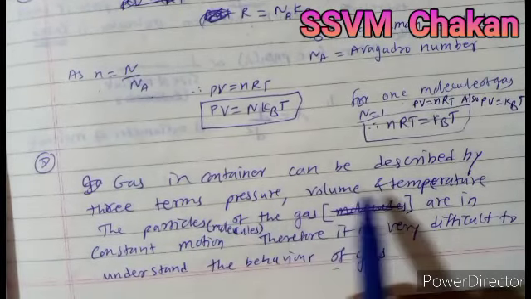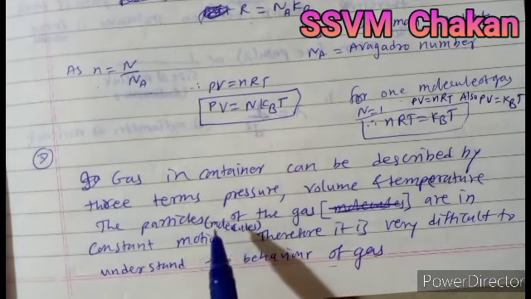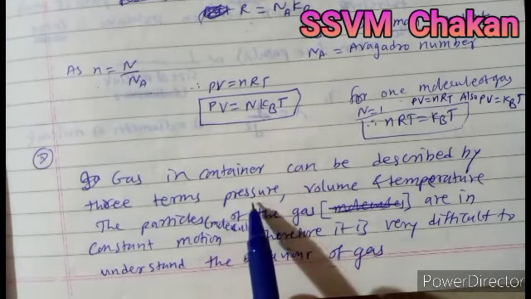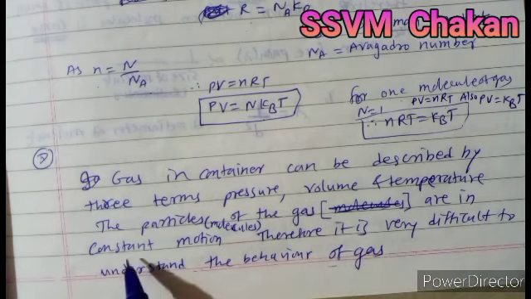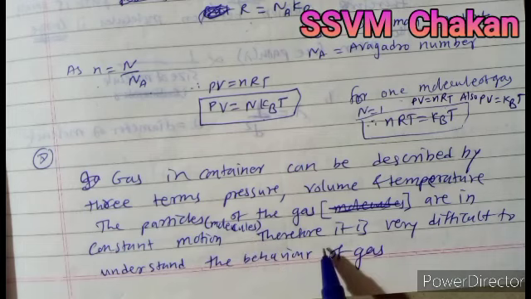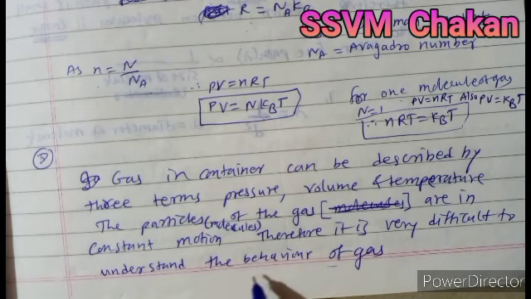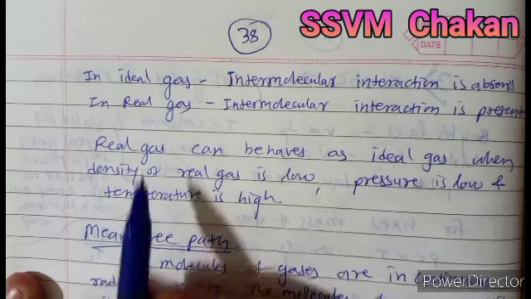A gas in a container can be described by three terms. That means with relation to the gas, three terms are present: pressure, volume and temperature. The molecules of a gas are not in steady conditions. They are always in constant motion. Therefore, it is very difficult to understand the behavior of the gas because gas molecules are not steady at one position. There are two types of gases: one, ideal gas; second, real gas.